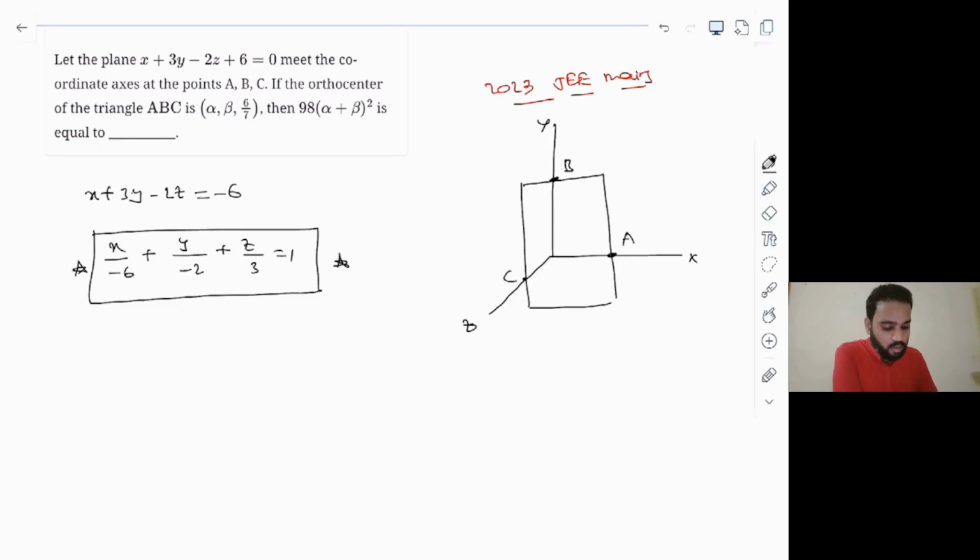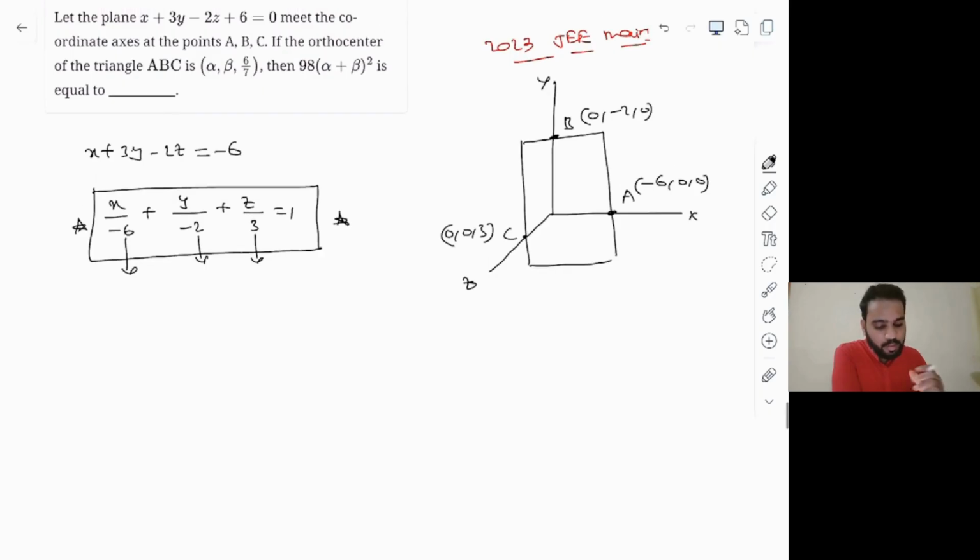Now, what did I tell you? What is the intercept form? The denominators here are nothing but the values of a, b, c, which are the x, y, and z intercepts. Since the x-intercept is -6, the point A is going to be (-6, 0, 0). And the y-intercept is -2, which means the point B is going to be (0, -2, 0), and since the z-intercept is 3, point C is going to be (0, 0, 3). Now you have got all three points here.